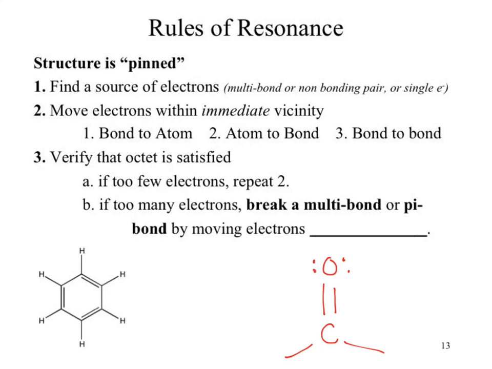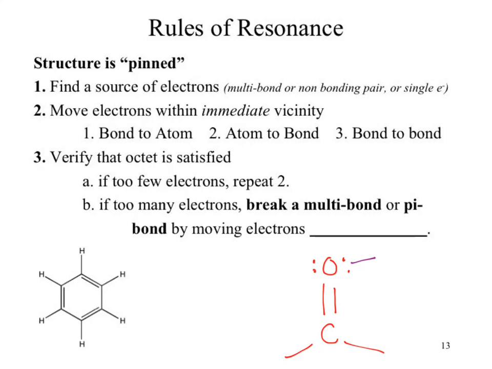To do resonance, what do I need? I need a multiple bond or non-bonding electrons. Do I have that? I got both those. Hey, that's cool. So let's give it a shot. Which one do we want to look at first? Non-bonding pair or the multiple bond? I heard non-bonding first, so we're going to stick with non-bonding first. So I'm going to start my arrow where my electrons are. Since we're saying the non-bonding pair, it's on that oxygen.